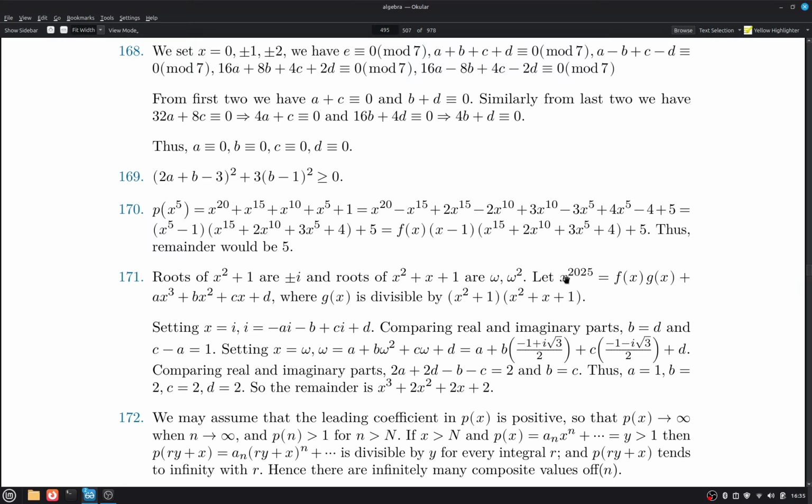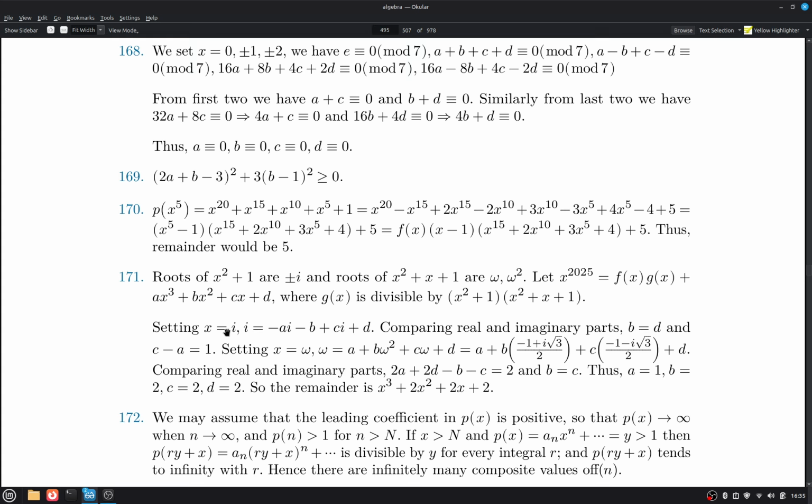Now we let x to the power 2025 be equal to f of x into g of x plus ax cube plus bx square plus cx plus d, where g of x is divisible by x square plus 1 into x square plus x plus 1. How did we arrive at this remainder? The product of x square plus 1 and x square plus x plus 1 is a polynomial of degree 4. So when we divide x to the power 2025 by a polynomial of degree 4, the remainder must be of degree 3.